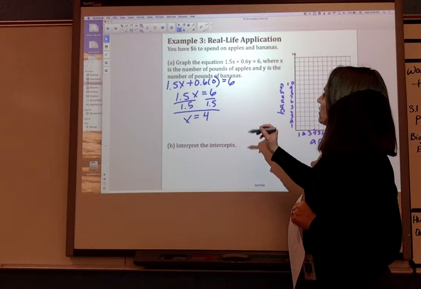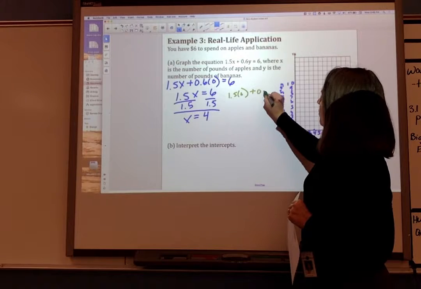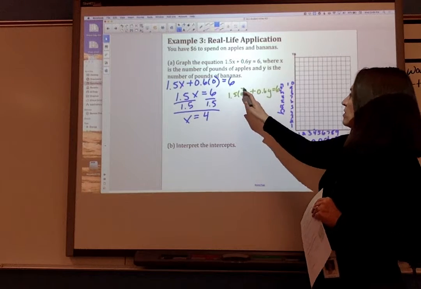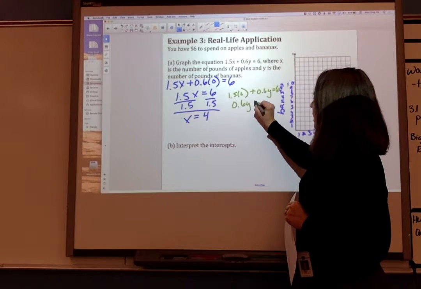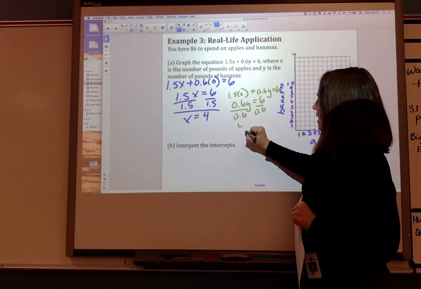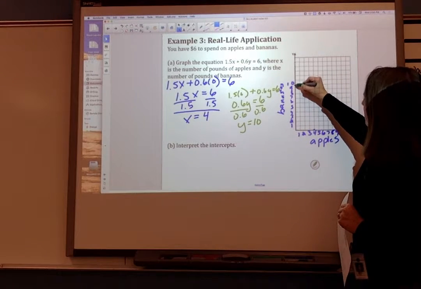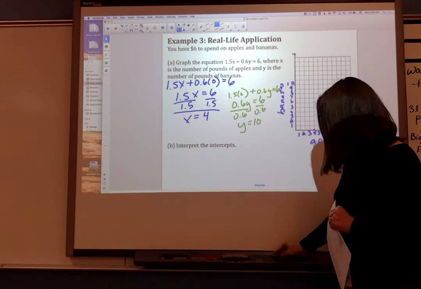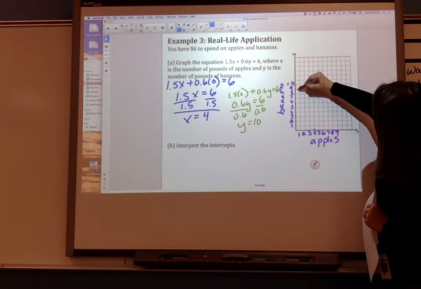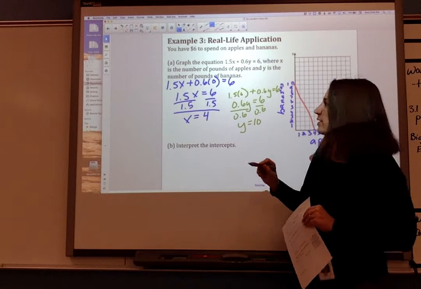I'm going to use a different color here so it doesn't run together. So 1.5 times 0 plus 0.6y equals 6. We can simplify this by multiplying by the 0. We get 0.6y equals 6. We'll divide both sides by 0.6, and we get y equals 10. So this point, 0, 10, is also on the graph. So we can connect these 2 points and make our line. Sorry, my line is not very straight. Hopefully yours is a little bit straighter than that.